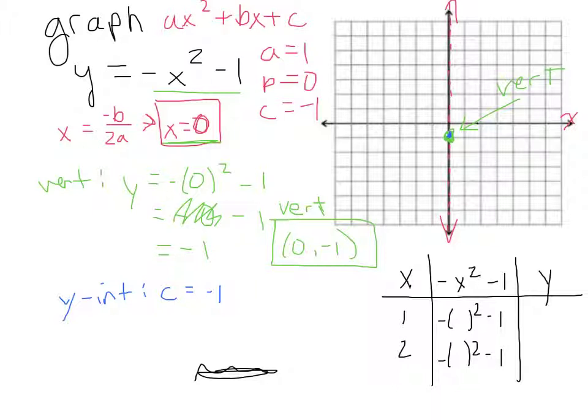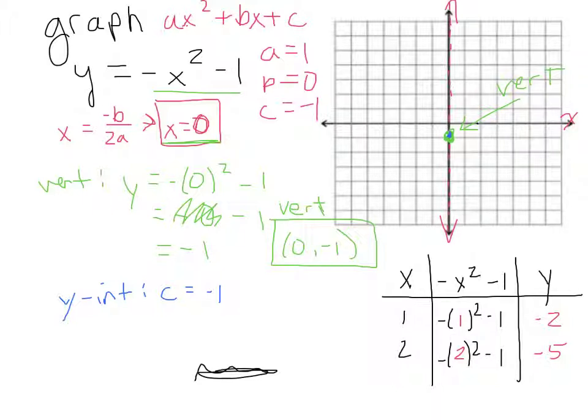So I'm going to plug in 1 and 2. And what we're going to do is we're actually going to do our exponents first. You always do exponents before multiplying. So 1 squared is 1. Negative 1 minus 1 is negative 2. 2 squared is 4. Negative 4 minus 1 gets us negative 5.